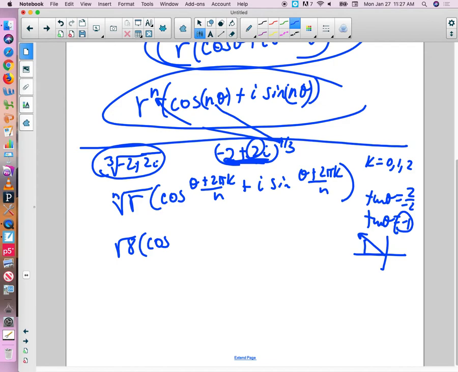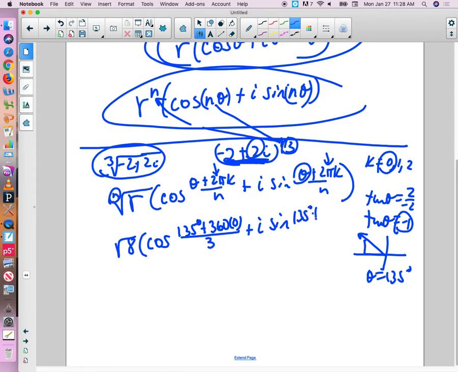All right, and the book actually did this one in degrees, so I'm just going to go ahead and do it in radians. Or do I want to do it in degrees? I'm going to do this in degrees so you can look at the example in the book. So in degrees, this would be a 360, and theta would be 135. So I would take my angle 135 plus 360 times my first number, 0, divided by n, which is 3, because you're taking the nth root, plus i sine of 135 plus 360 times 0 over 3.